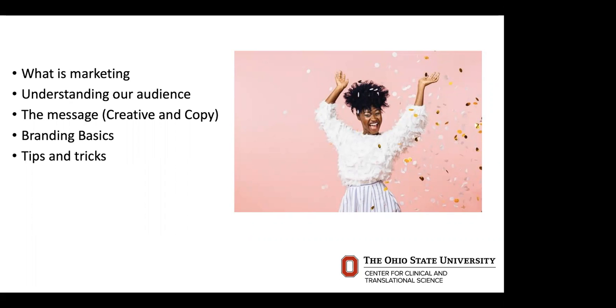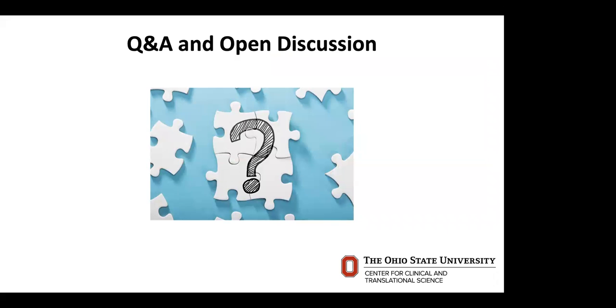We learned about branding basics. We learned about how color can be used. We learned about consistent fonts. We learned about brand.osu.edu, and the assets that are available there. And then we learned tips and tricks. We learned about Canva and color and emotion, like I said, and how we can take everything to the next level. So with that, I'd like to move to Q&A and open discussion.